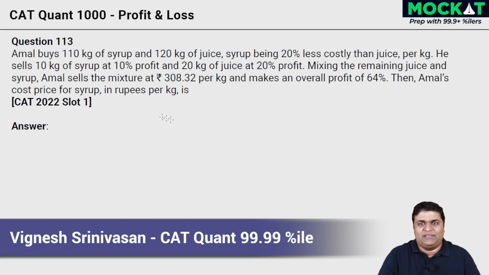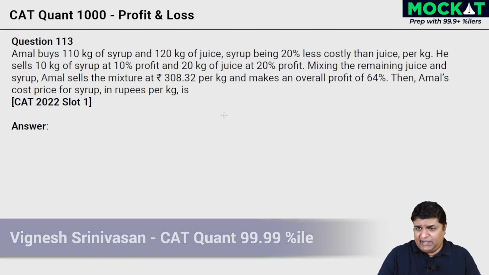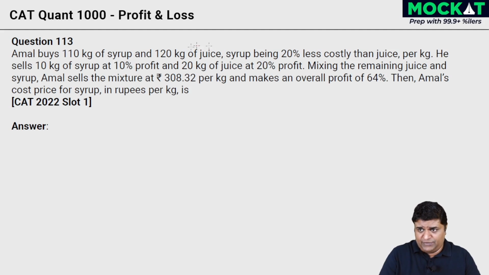On to question 113. Amal buys 110 kg of syrup and 120 kg of juice, syrup being 20% less costly than juice. The amounts are not given over here, but the quantities purchased are given, two types. Fine. He sells 10 kg of syrup at 10% profit.